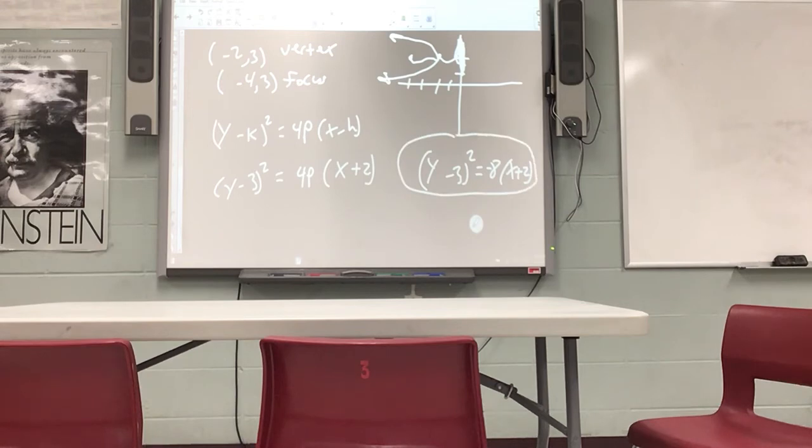Now you could, if you wanted to, distribute your negative 8 and do all that, but I wouldn't, because the way it's written tells you more about the parabola. It reiterates what the vertex is, and so that would be more helpful if you gave that to somebody than if you had it written out in any other form. Okay, pretty simple.